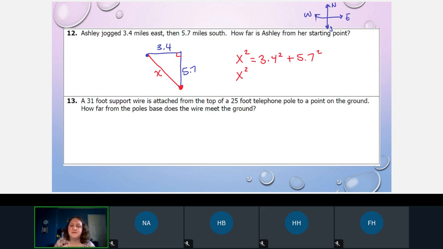In my calculator, I'm typing 3.4 squared plus 5.7 squared, and I get 44.05. Take the square root of both sides, and 6.6. If you said 6.6 down there in the chat, you're right. She's about 6.6 miles from her starting point. So if she wanted to just jog right back to her starting point, she'd have to go 6.6 miles.